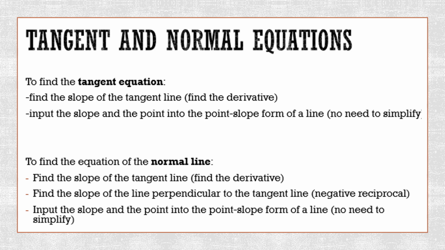Now to find your normal line, and your normal line is basically the line perpendicular to your tangent line. To find that normal line, you basically are going to find the slope of the tangent line. So you're going to do everything to find the slope of the tangent line. But instead of using that slope that you find, you're going to find the slope of the perpendicular line to it. So if you remember, again, from like algebra 1, to find a perpendicular equation, you're going to do the negative reciprocal. So let's say my slope of the tangent line was 1/2. My slope of my normal line would be -2. So I'm going to do the negative reciprocal.